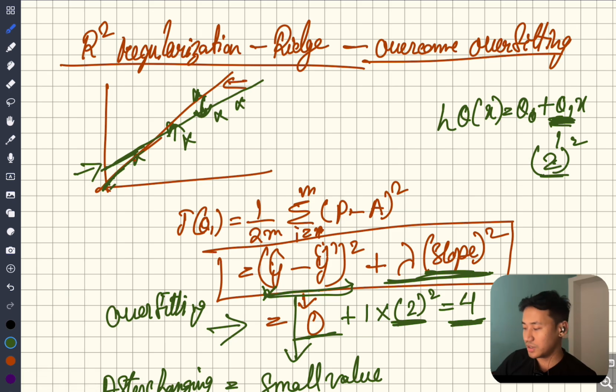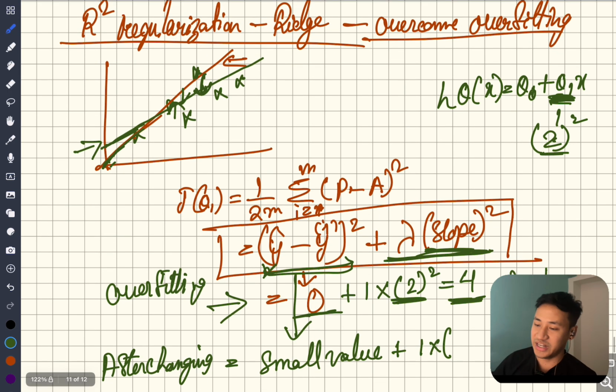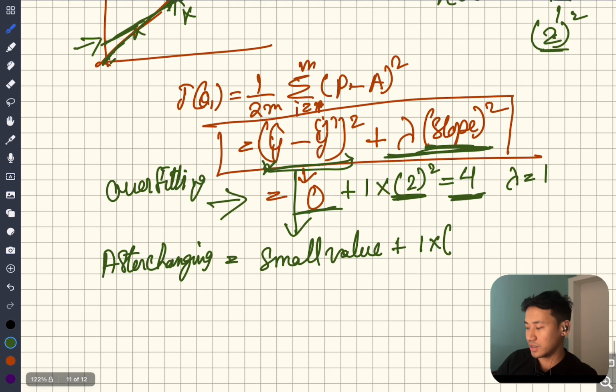So a small value plus lambda into, so the slope is decreased here, right? Here it was increased, so this slope is a little bit decreased. When we decrease the slope, let's say this time it is 1.5 square. Earlier the slope was 2 square, this time it is 1.5 square. So what will be my value? A small value plus 1.5 square is 3, so it will be somewhat similar to 3.